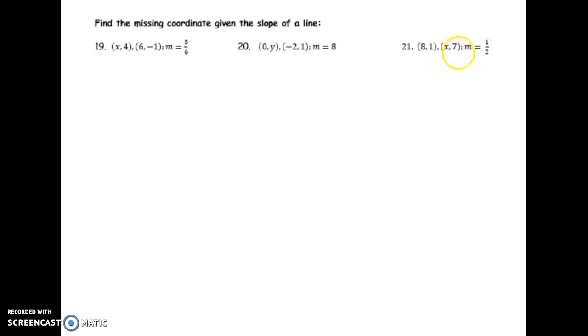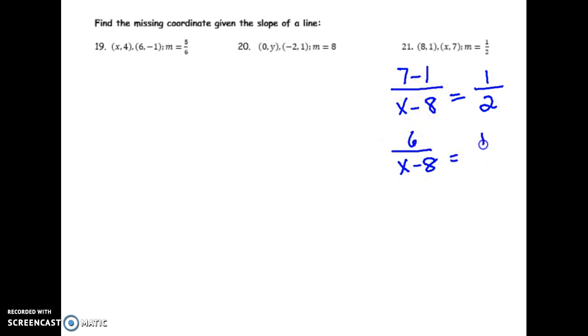If you did, let's do our slope formula. So slope would be y2, 7, minus y1, 1, divided by x2 minus x1, which is x minus 8. That's going to be equal to the slope of 1/2. 7 minus 1 is 6. So 6 divided by x minus 8 is equal to 1/2.